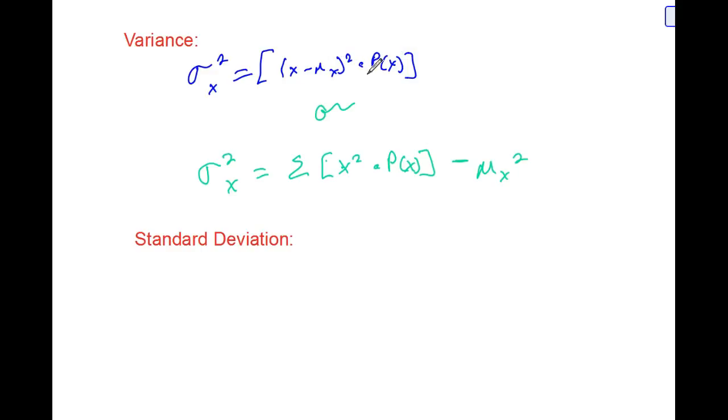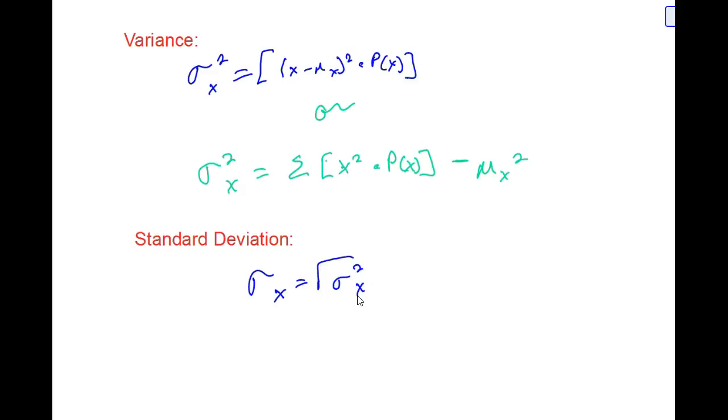This one we would set up a table just like we did previously, finding the regular standard deviation and variance. Whereas this one we would have to square each x and then multiply it by its probability, remembering to subtract out the mean at the very end. Now, standard deviation is exactly the same, except it's sigma sub x, and we just take the square root of the variance.